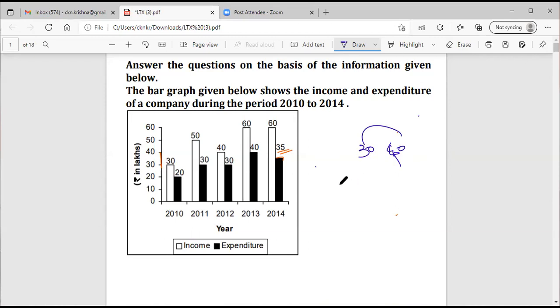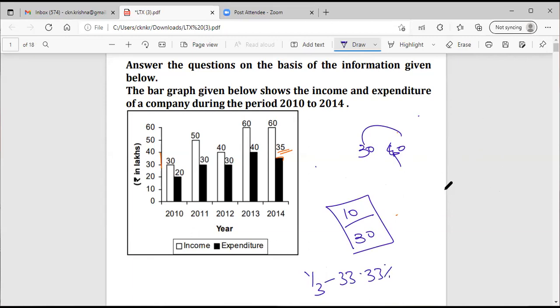We all know, whether you are talking about a growth or a degrowth, the value is always calculated upon the previous value. Here the previous value is 30. So this is 10 upon 30. You call it a 1/3, 33.33%. This is the second DA class for us.